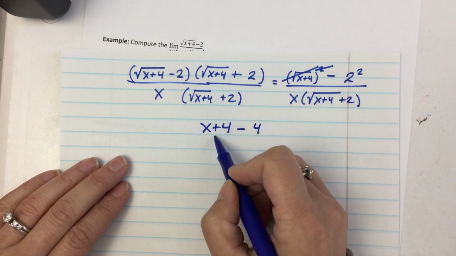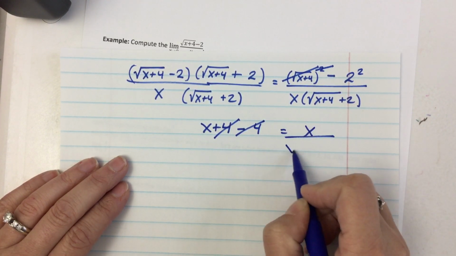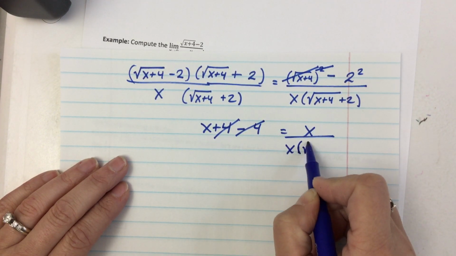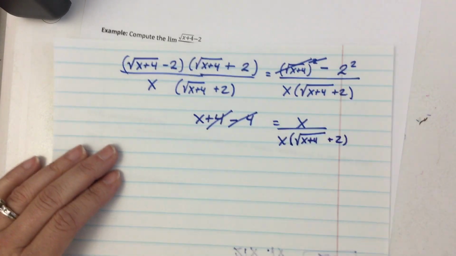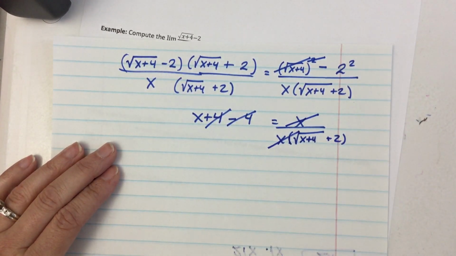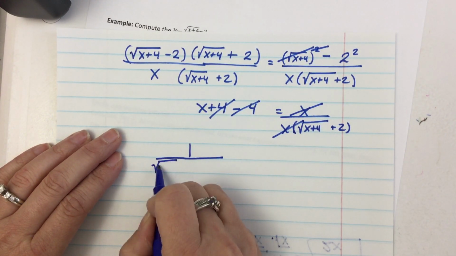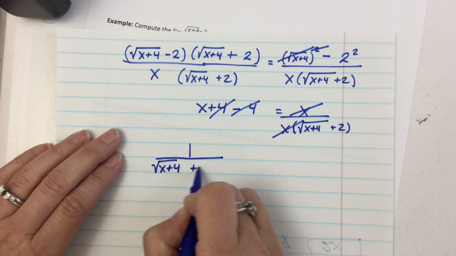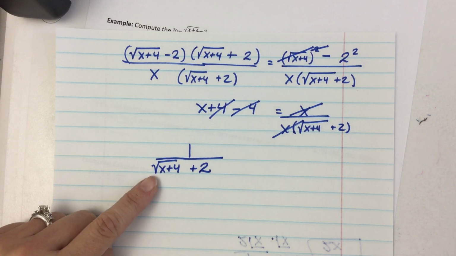So I notice right away on the top, positive 4, negative 4. So what I have left on the top is an x over x times the square root of x plus 4 plus 2. Well, notice again, x cancels x. So now I have 1 over the square root of x plus 4 plus 2. Again, it's okay to stop at this point because we're not done with the problem. So don't worry about trying to rationalize the denominator.